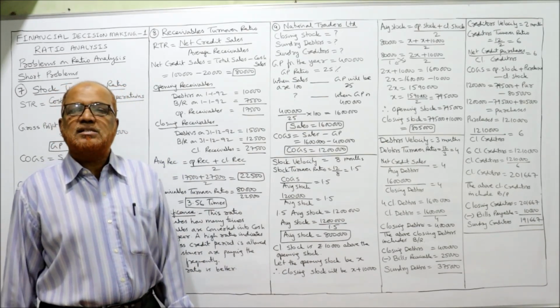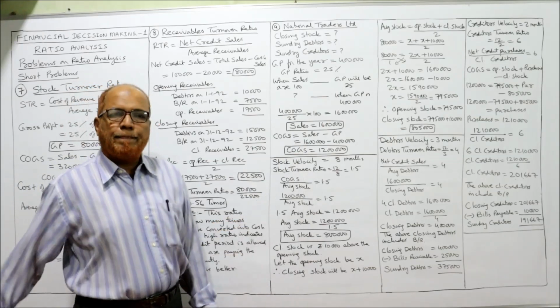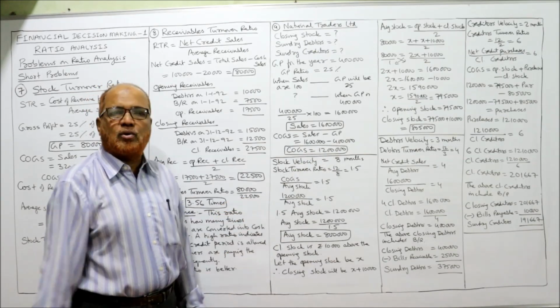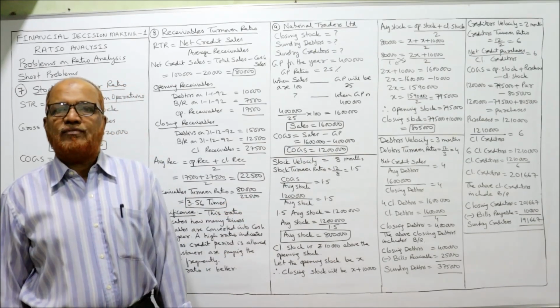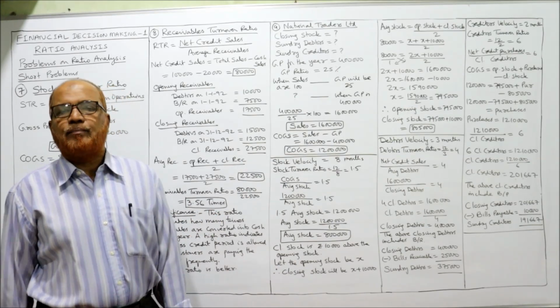Now the cost of goods sold, COGS. The formula is sales minus gross profit. Sales are 16 lakh. Gross profit given in the problem is 4 lakh. So 16 minus 4, 12 lakh is the cost of goods sold, COGS. Now we'll calculate one by one.